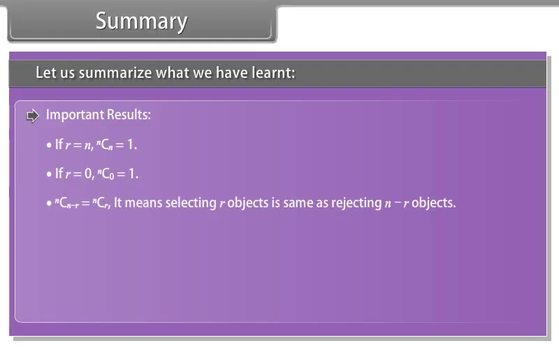nC(n minus r) is equal to nCr. It means selecting r objects is the same as rejecting n minus r objects. nCa is equal to nCb. It means a is equal to b, or a is equal to n minus b. That is, n is equal to a plus b. nCr plus nC(r minus 1) is equal to (n plus 1)Cr.